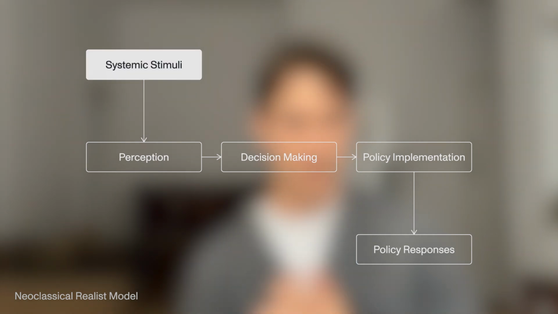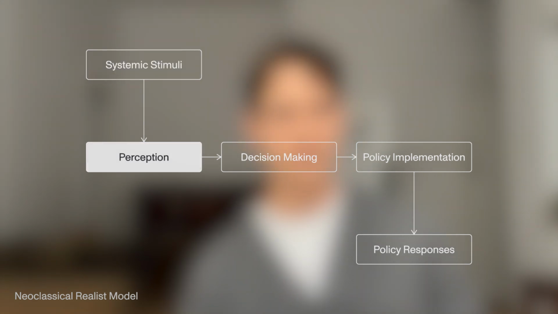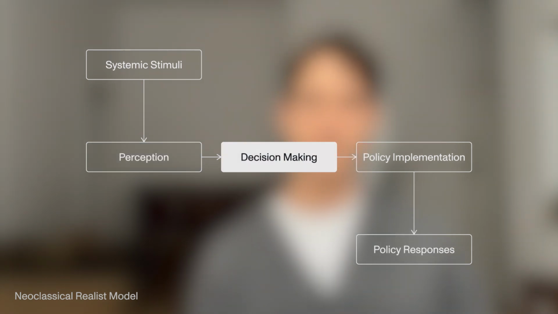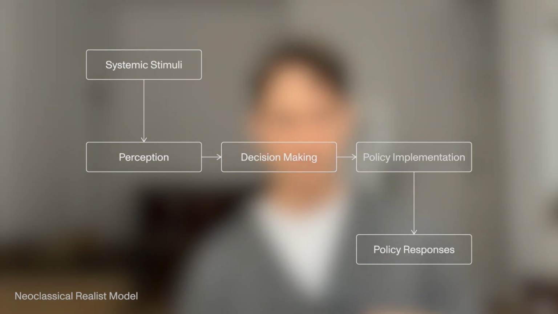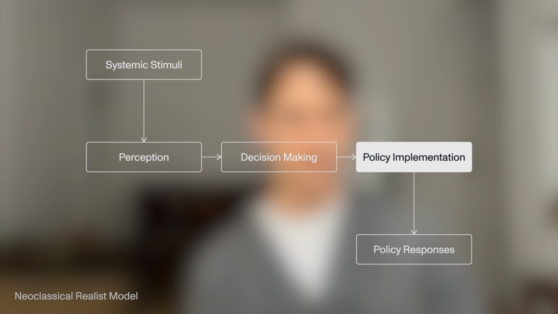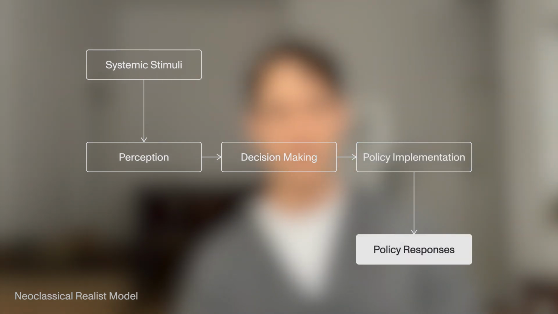It starts with systemic stimuli, something from the international system that requires a response. But instead of triggering a predictable move, it first has to pass through perception, which is shaped by leader images, strategic culture, state-society relations, domestic institutions. Those perceptions influence decision-making, which is also shaped by internal politics, electoral pressure, bureaucratic dynamics, regime type. From there, it moves to policy implementation. This is where we start to see actual foreign policy decisions take shape. And that's why you get multiple possible outcomes from the same stimulus.